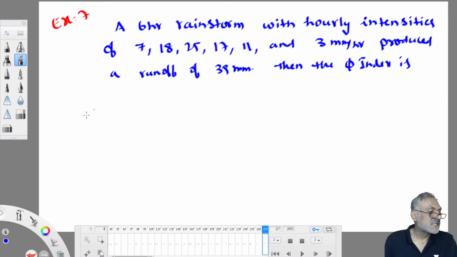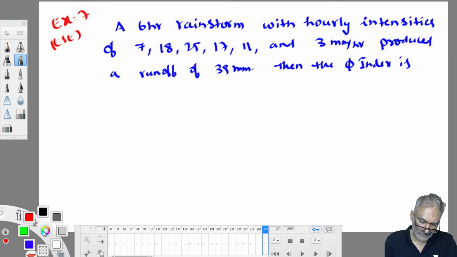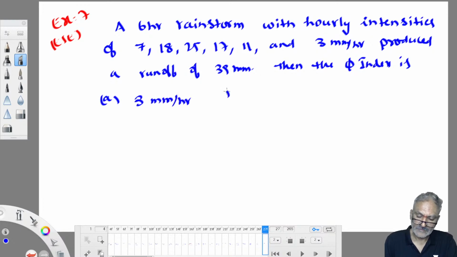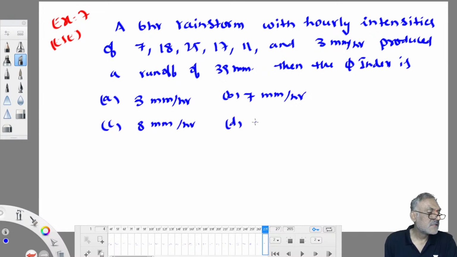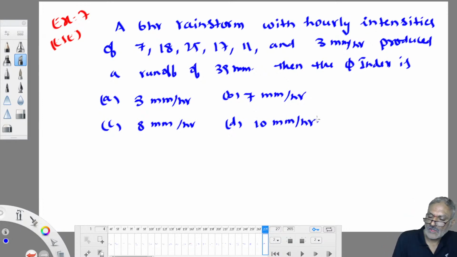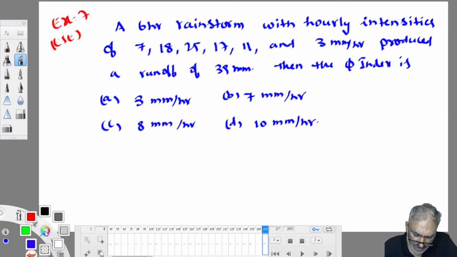The options given are, this is an ESE question again. A, 3 mm per hour; B, 7 mm per hour; C, 8 mm per hour; D, 10 mm per hour. Okay. Normally this type of question we work out by the trial and error method. In the university exam they ask that, but the trial and error method we should not use in a competitive exam. Shortcut we have to apply.